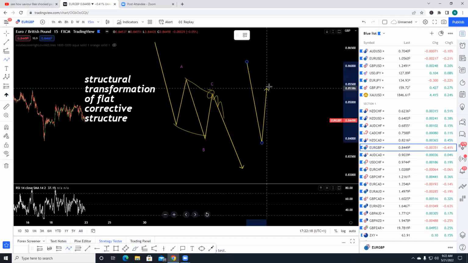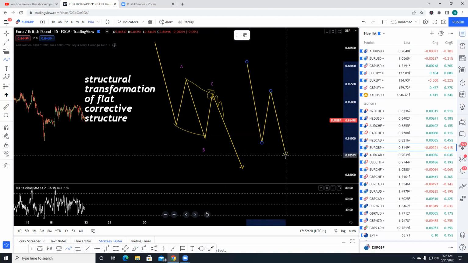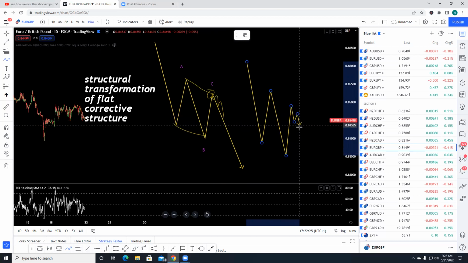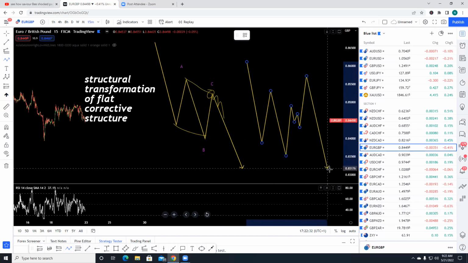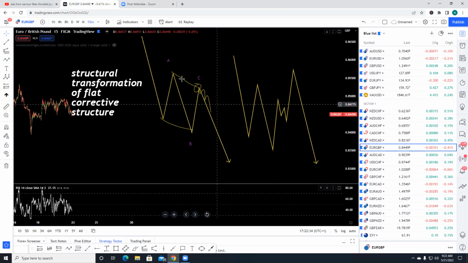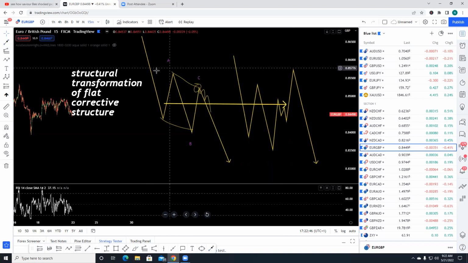Now have this. A is a gentleman, B breaks the low. Look at it, you think it's a running flat here, then it gives you a corrective structure, boom to the upside. This has become an expanding flat. Can you see, guys? This has become an expanding flat. You can now see that there is already a structural transformation from what? From a running flat to what? To an expanding flat. Can you see?